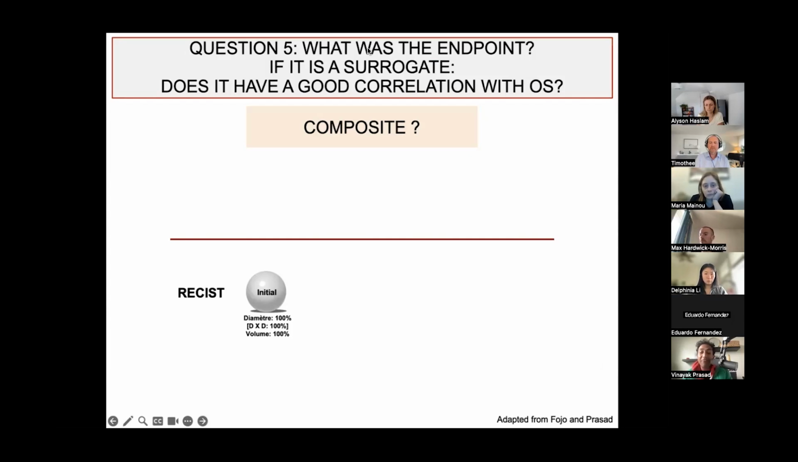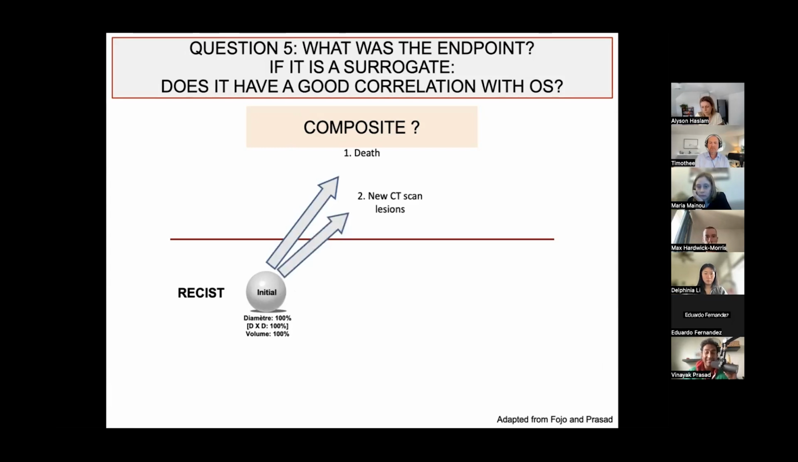So people forget, what is progression-free survival? Progression-free survival is the time until one of four things happen. Shown here initially is the initial size of the tumor with a certain diameter. One, the patient could die. Two, there could be a new lesion on the CT scan that didn't exist prior, so the lungs were clear and we have new lesions.